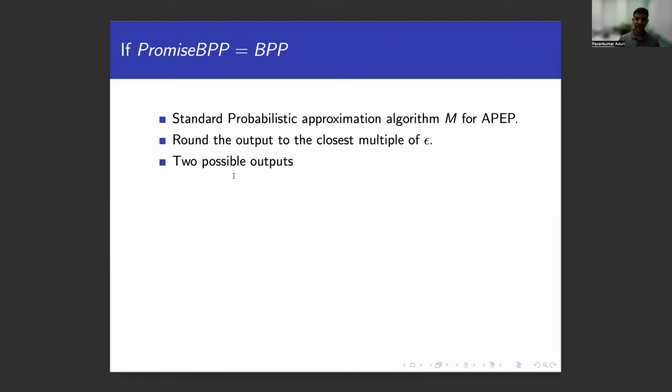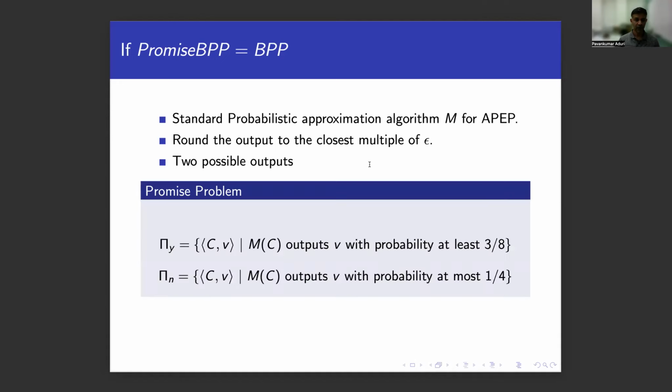algorithm for APEP. So for this, let's start with the standard probabilistic approximation algorithm for APEP. And we slightly modify it by rounding the output to the closest multiple of epsilon. And it can be shown that we're going to get two possible outputs. Now we look at this promise problem.